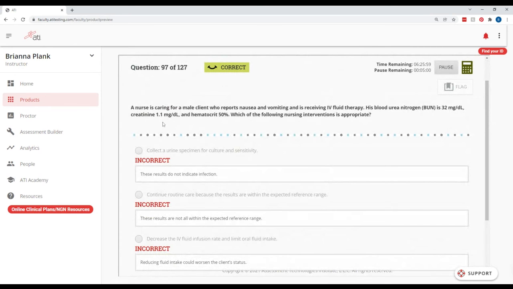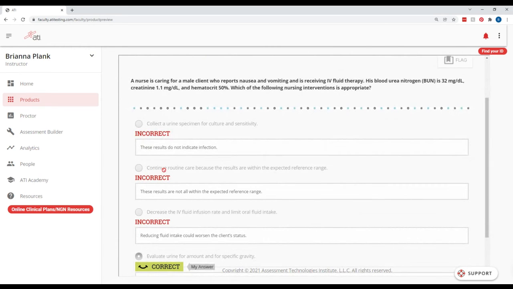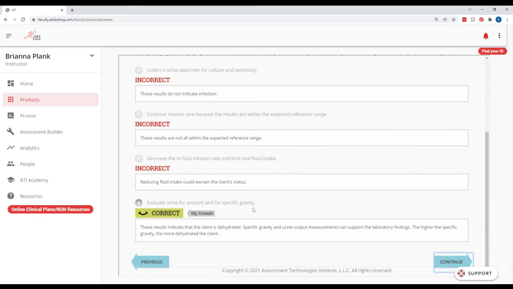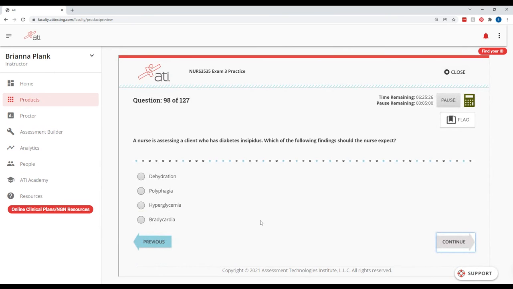So our BUN and our creatinine are still high. So nothing really is telling me that I need a culture and sensitivity. This is not correct because those aren't in range. Because these aren't in range, I don't want to decrease my IV fluids. I'm still showing dehydration in my labs. So I'm going to check the specific gravity to see if indeed they are dehydrated. A higher specific gravity means more dehydrated. Just another data point.